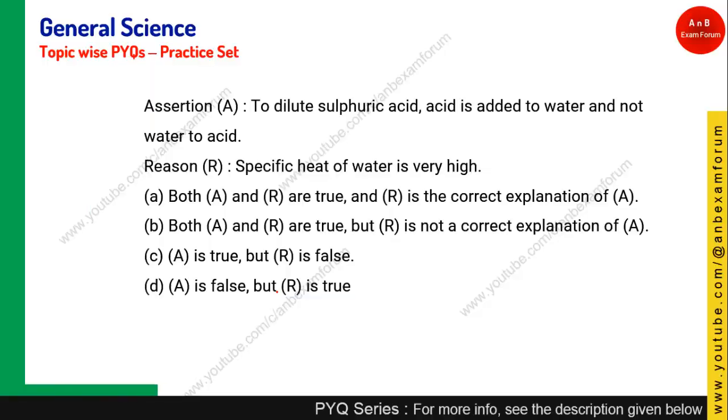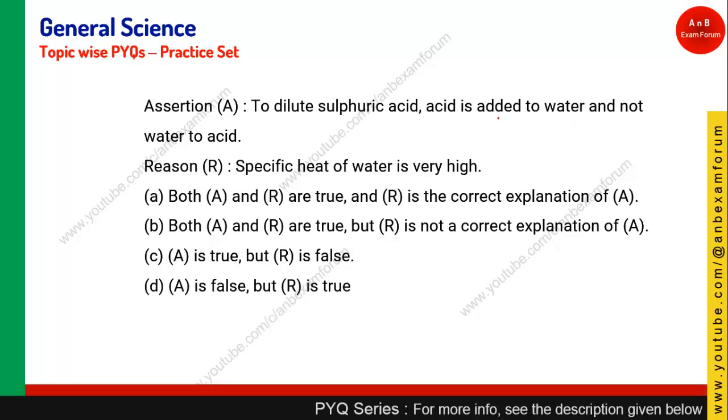Let's see the next question. This is basically an assertion and reason question. The assertion says, to dilute sulfuric acid, acid is added to water, not water to acid. Yes, it is very true. It is true that we should never add water to acid. Instead we should add acid to the water.